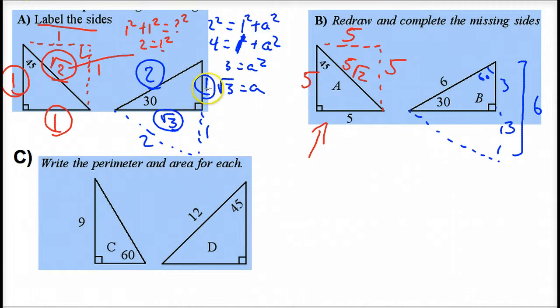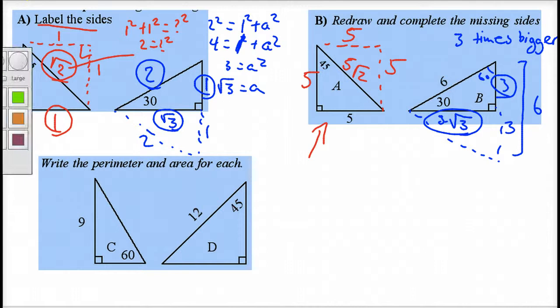So if I have 1 and then that's double, this is 3 and that's 6. So this is 3 times bigger. So I need to scale it up 3 times. And that means this side here is just going to be 3 times whatever that was, which was square root of 3. So 3 times square root of 3. There we go. Done. All right, now let's get to the beefy ones, the crazy ones here.